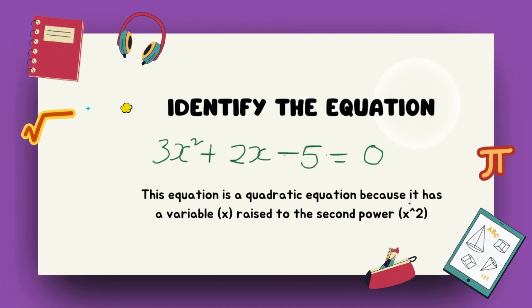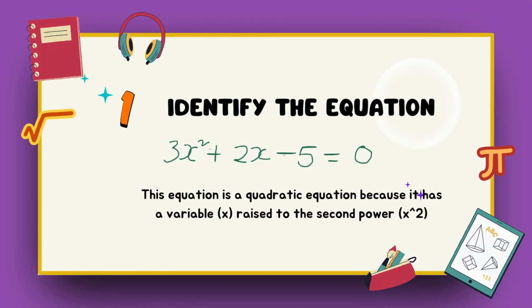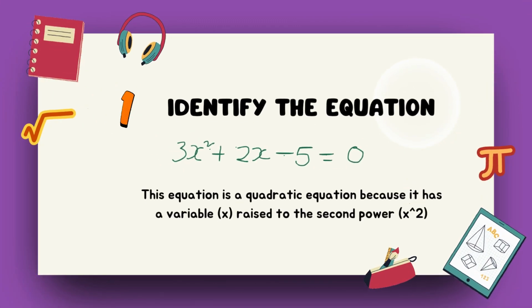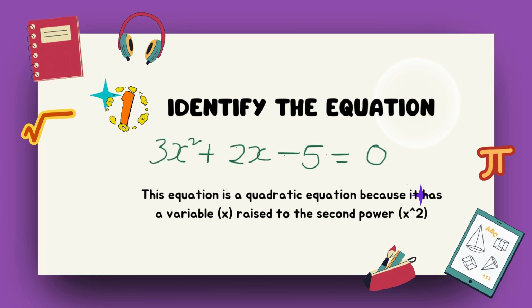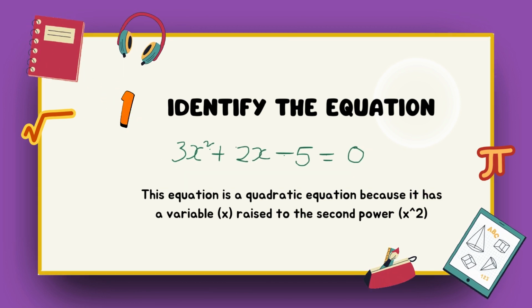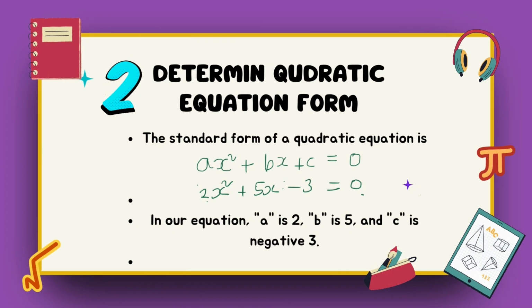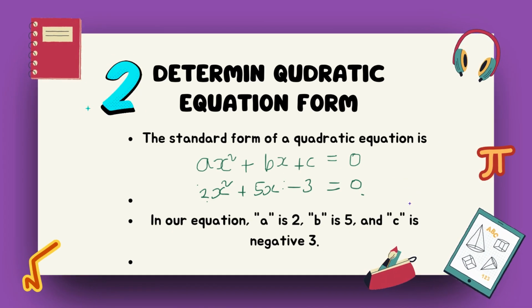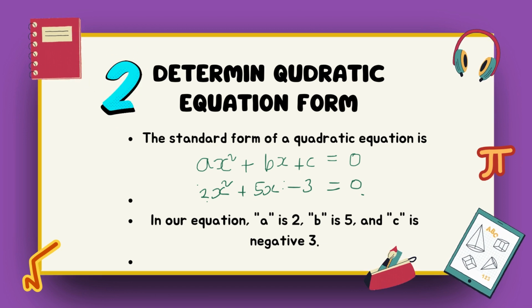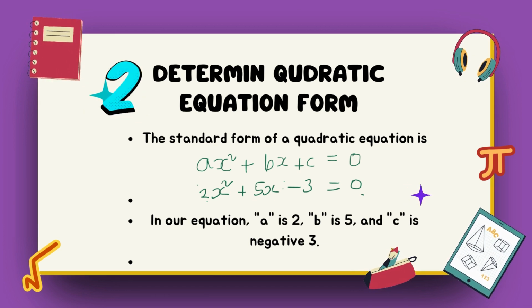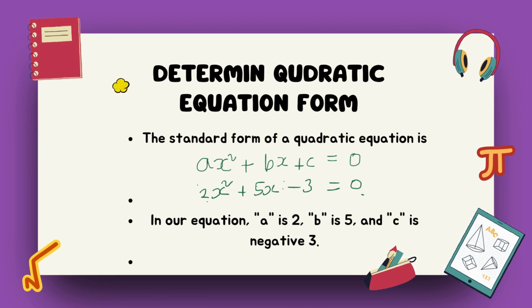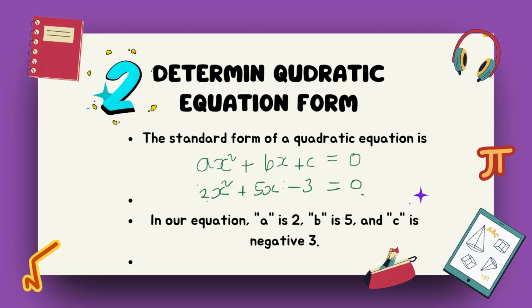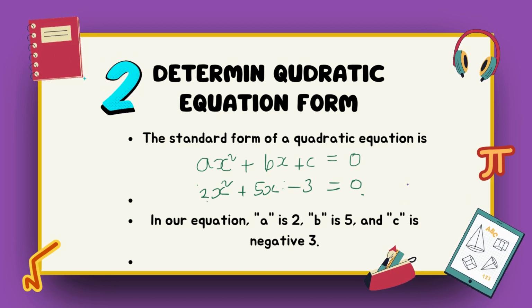Step 1. Identify the equation type. This equation is a quadratic equation, as it contains a variable, x raised to the second power, x squared. Step 2. Determine the quadratic equation form. The standard form of a quadratic equation is ax squared plus bx plus c equals 0. In our equation, a is 2, b is 5, and c is -3.